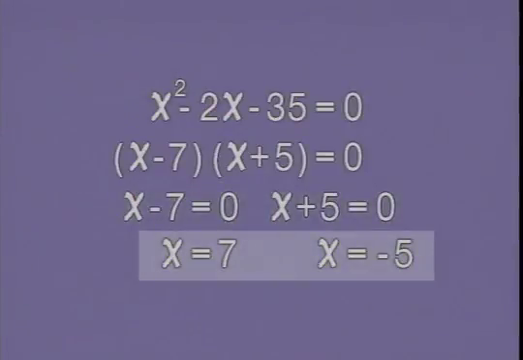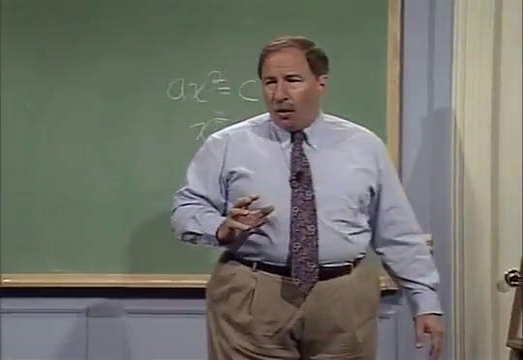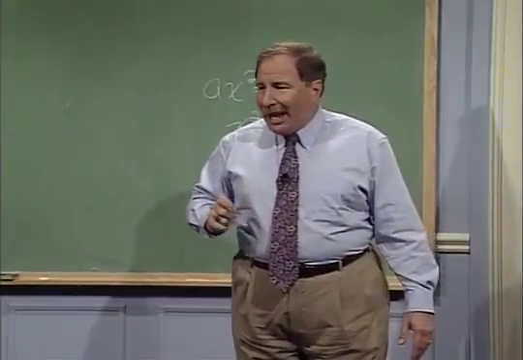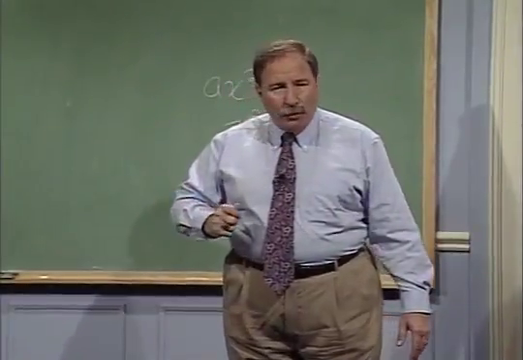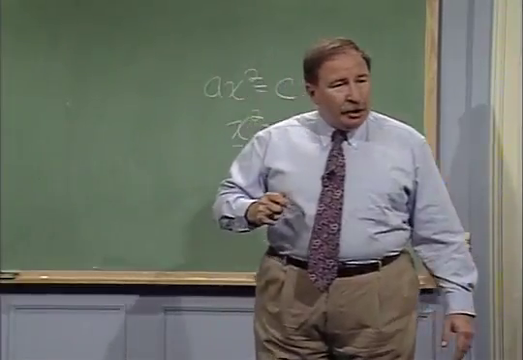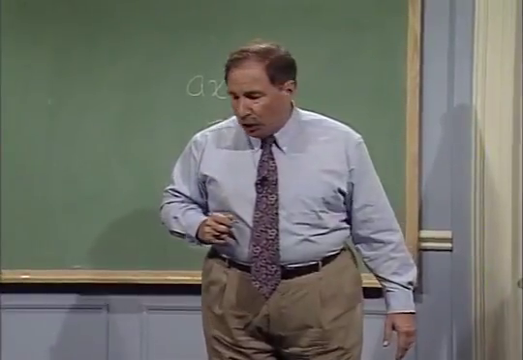If x plus 5 equals 0, I get x equals negative 5. Thus, I have my two answers, x equals 7 and x equals negative 5. So, first we looked at a very simplistic quadratic equation, something x squared equals a number, and then we jumped into where we have both the quadratic term, the ax squared term, the linear term, the bx term, and the constant term, the c term.